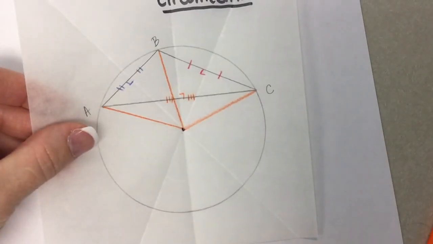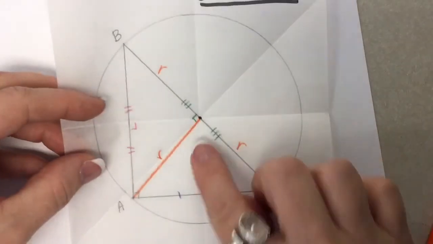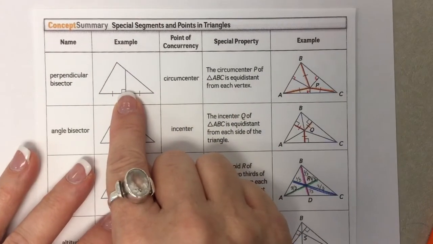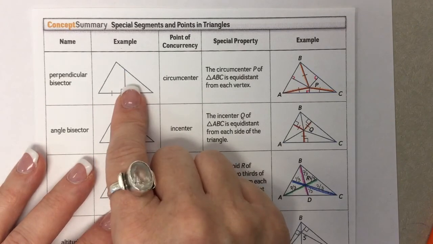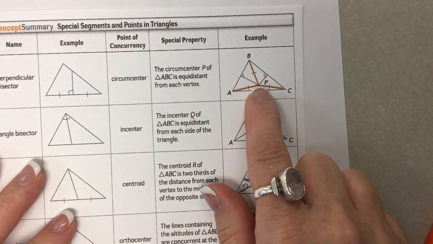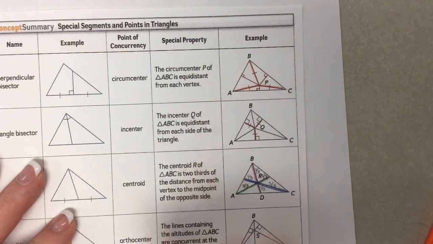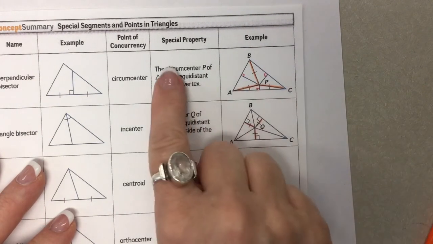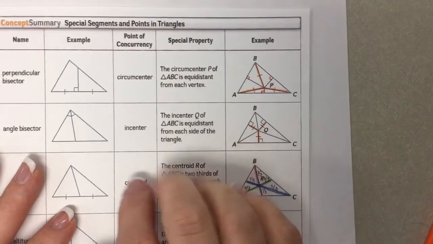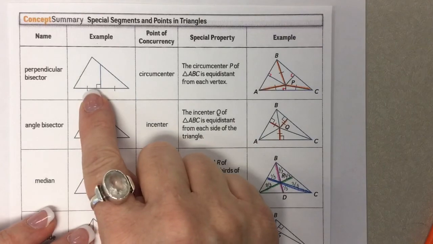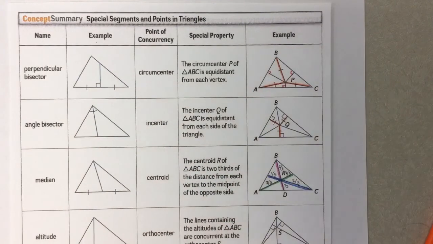So the circumcenter can actually fall inside the triangle, outside the triangle, or on the side of the triangle. Doesn't really matter. But the goal is that you use three perpendicular bisectors of each side, and where they intersected was the center of the circle that would have been circumscribed around the triangle. And then the special property of a circumcenter is that it's actually the same distance to each vertex. So even though we bisected the sides, we got the same distance to each vertex.